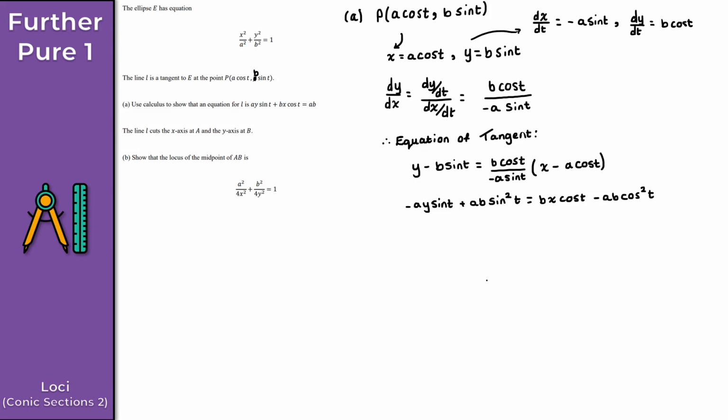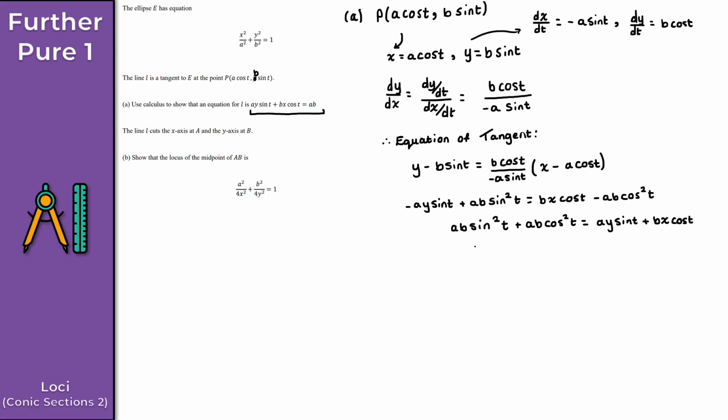Okay. So let's just keep going here then. So this is what we need to obtain, right? So ay sine t plus bx cos t is equal to ab. Well, we're getting there. So what I'm going to do here then is add ay sine t to both sides. That would give me the ay sine t and the bx cos t here on the right-hand side. I'm also going to add ab cos squared t to both sides here. So I get ab sine squared t plus ab cos squared t is equal to ay sine t plus bx cos t.